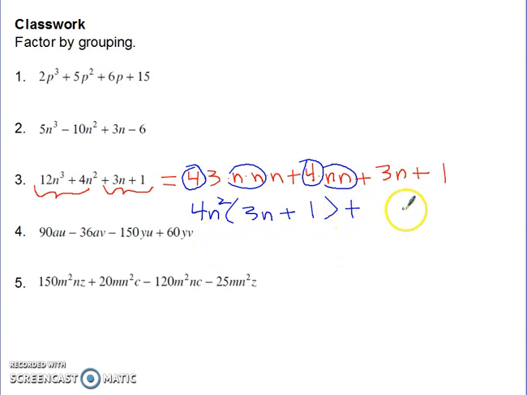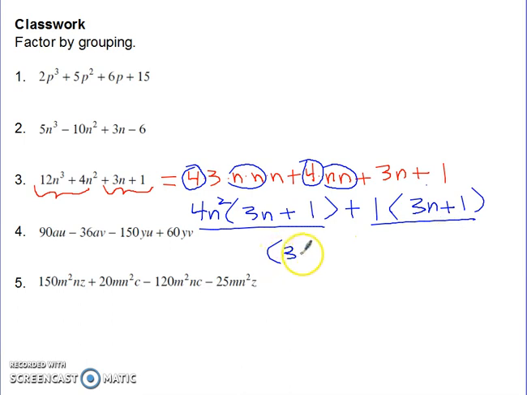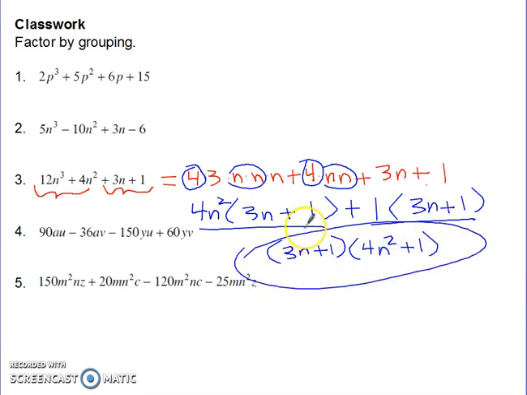And so over here, I need to factor something out of the last. Well, there's not really any common factors other than a 1, so I can pull out a 1. And that will leave me with a 3n plus 1 on the inside of the parentheses, matching this one over here. We can factor out the 3n plus 1 from both groups, and this is our final factored form right here.